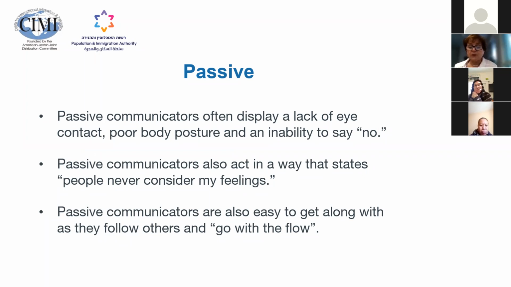Passive communicators often display a lack of eye contact, poor body posture, and an inability to say no. Passive communicators also act in a way that states, people never consider my feelings. And passive communicators are also easy to get along with because they follow others and go with the flow.